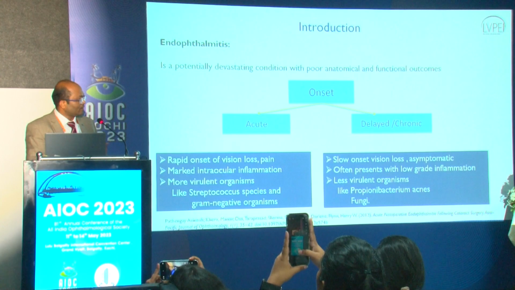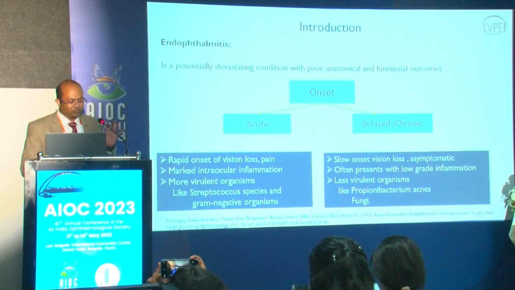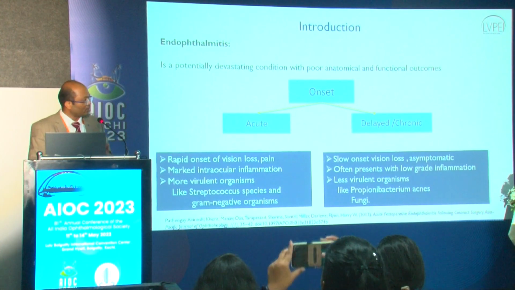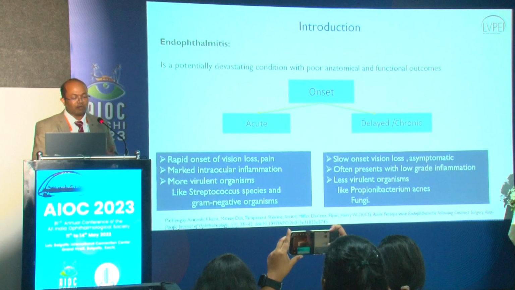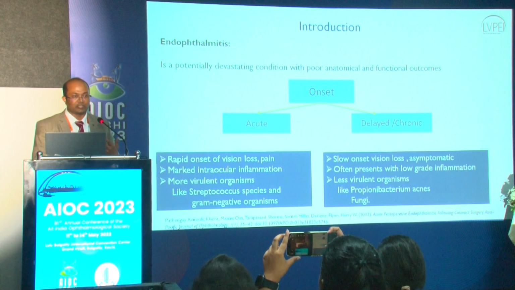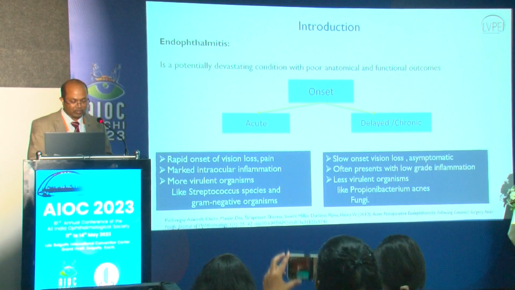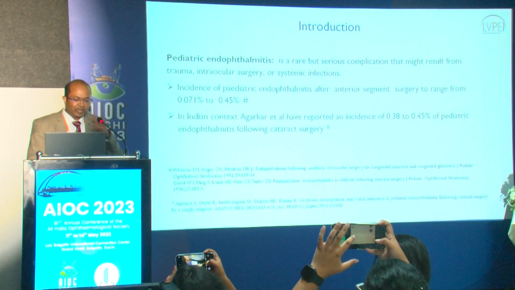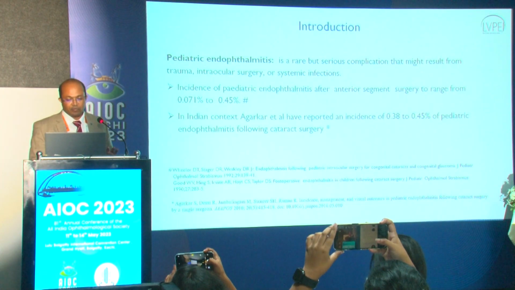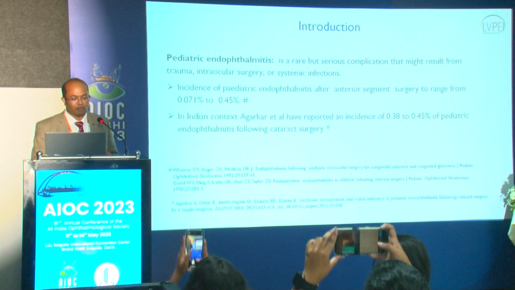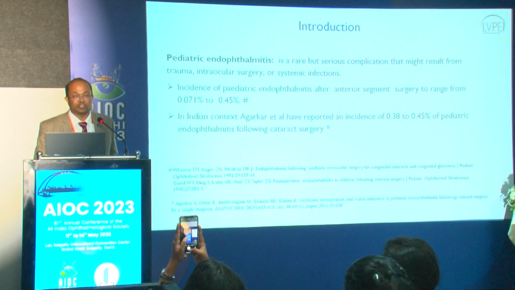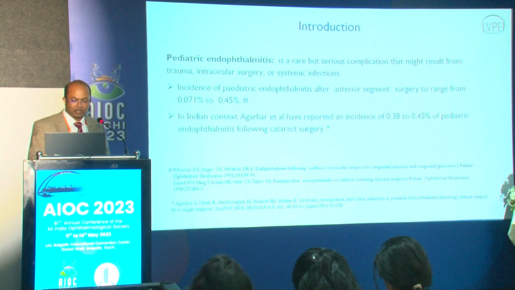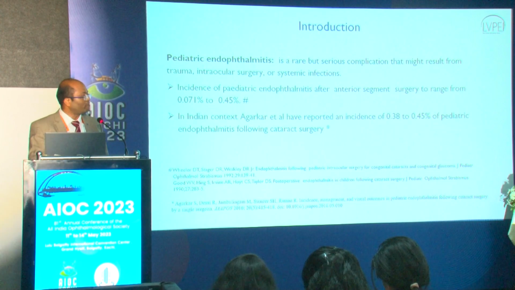So what are the classical clinical features in acute onset? It is usually the rapid onset of vision loss and pain, marked intraocular inflammation, and more virulent organisms responsible for causing acute endophthalmitis, like Streptococcus species as well as gram-negative organisms. Pediatric endophthalmitis is a rare but serious complication that might result from trauma, intraocular surgery, and systemic infection. The incidence of pediatric endophthalmitis after anterior segment surgery has been quite a varied range.